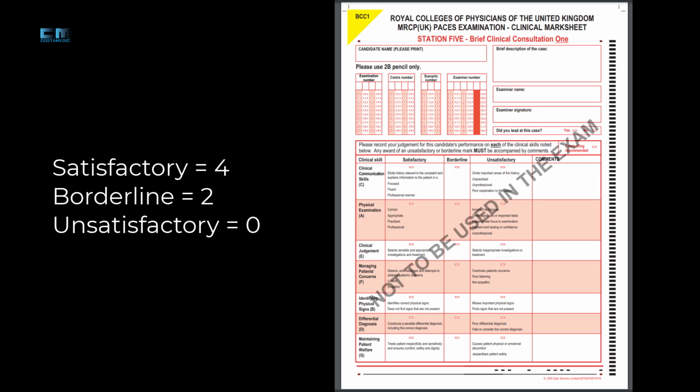The mark sheet for MRCP PACES stations looks like this. This is the example of the station 5 brief clinical consultation mark sheet. Here you can see all 7 skills are tested, which is written here, and the examiners can give you either satisfactory or borderline marks, or if your examination is very bad, then an unsatisfactory score. The satisfactory score is equal to 4, borderline is equal to 2, and unsatisfactory is equal to 0. So here you have all 7 skills, and if you get all satisfactory, then you would get 7 times 4 equals 28 score.